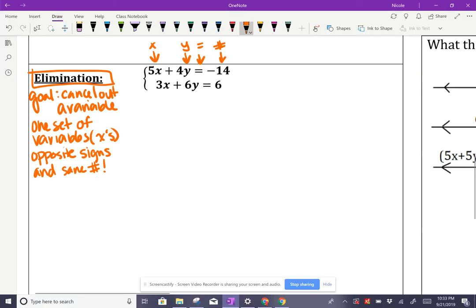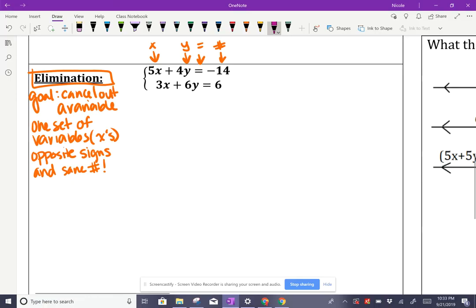So what this means is if I'm looking at my x's, I have a 5x and a 3x. That isn't going to work for me. I need them to both either be a 3 or a 5 or some other number that's the exact same, but I need one of them to be negative. So a negative 5x and a positive 5x, or a negative 4y and a positive 4y. I'm going to need some combination of that. So I'm going to have to do some manipulation to these in order to get them in that place.